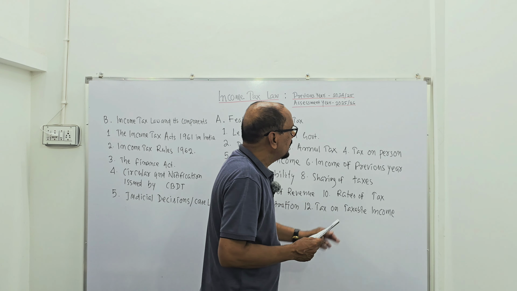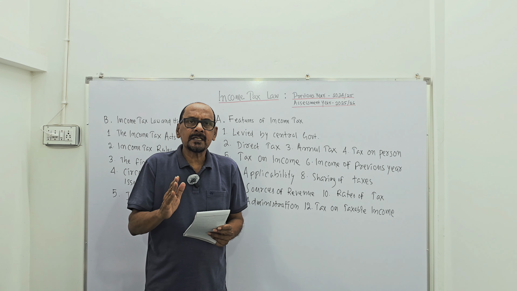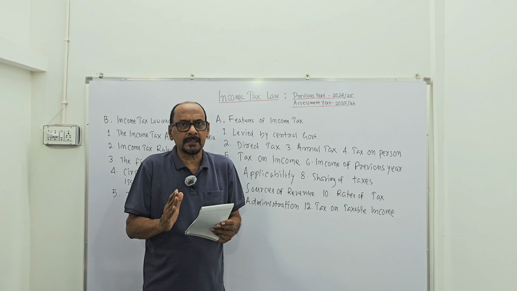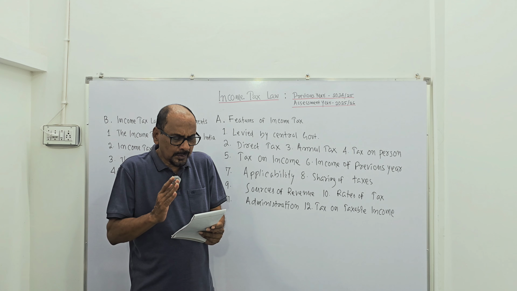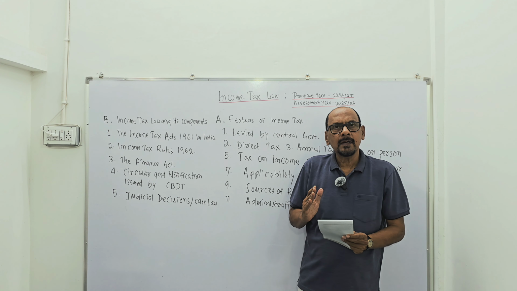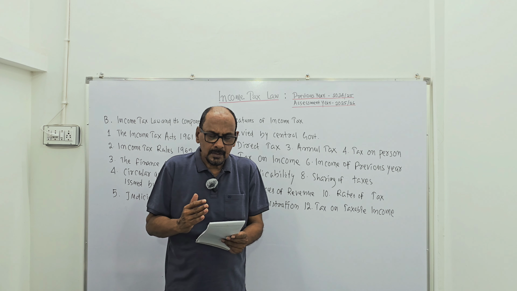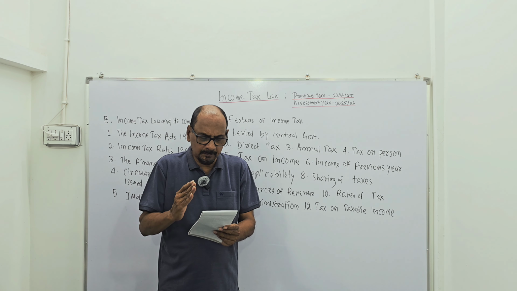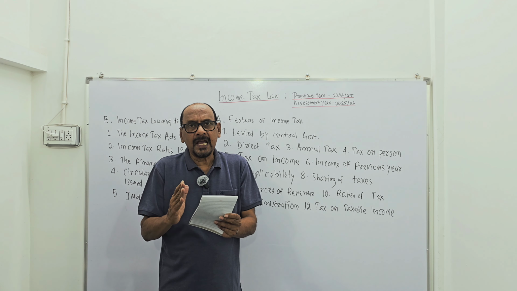And the fourth one, tax on person. So the income tax is charged on a person, and who is a person? It is defined by the Income Tax Act 1961. The person includes individual, HUF, firm, company, local authority, association of persons, body of individuals, artificial juridical person.